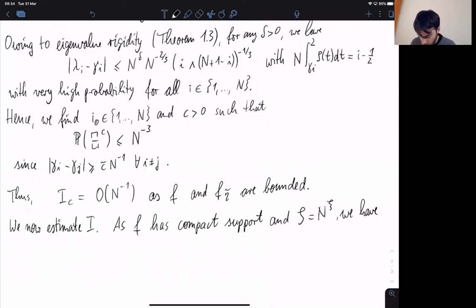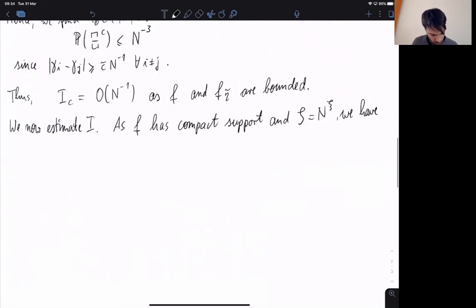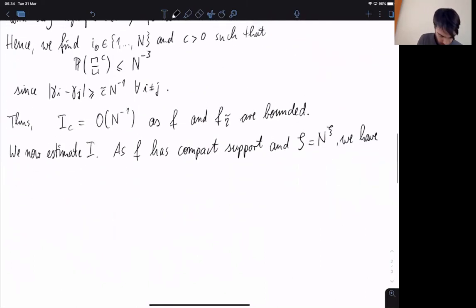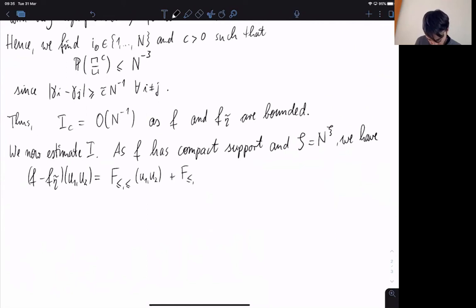So because of that, we have the following decomposition. I take this difference here, and then I decompose it into 4 terms. There's F smaller equal, smaller equal. Then there's an F smaller equal, bigger. Then there's the opposite, F bigger, smaller equal, of U1, U2. And last but not least, bigger, bigger.